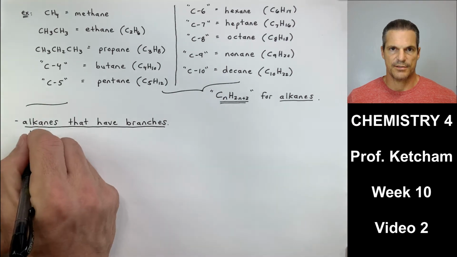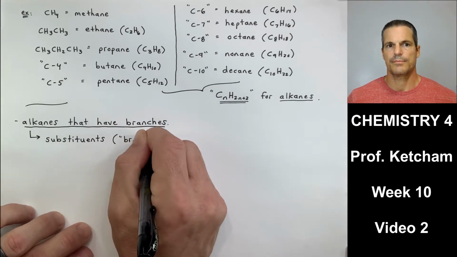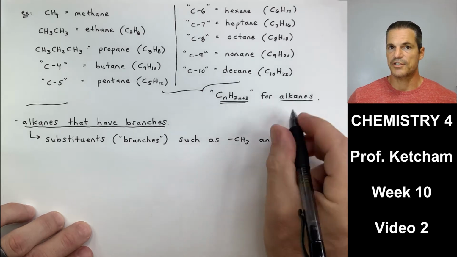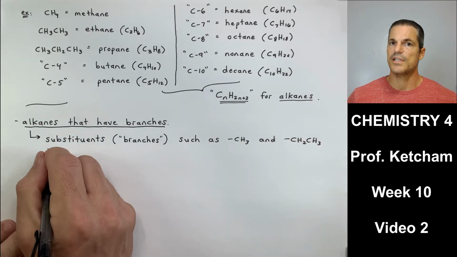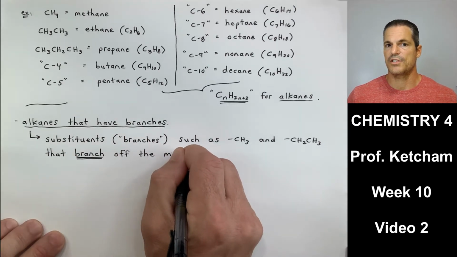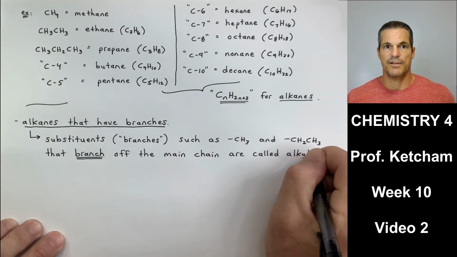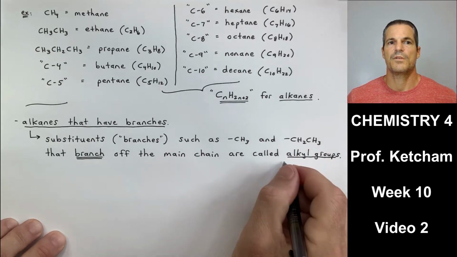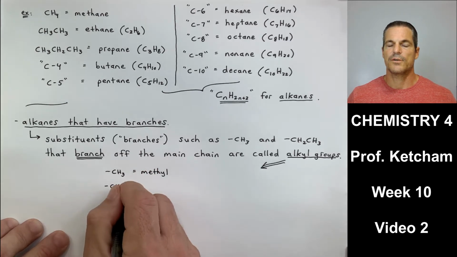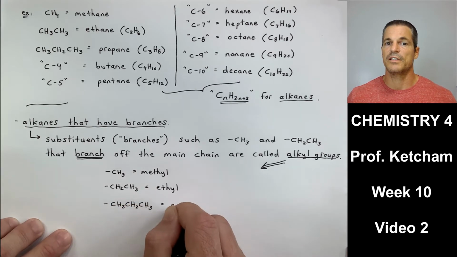Now those were straight chain alkanes. Alkanes that have branches, all right? Well, substituents or branches, substituents is just another word for branches. Branches such as a CH3 group or a CH2CH3 group that branch off of the main chain or the parent chain, these two have special names, and they're very similar to the parent compounds you see above me. So they're not freestanding alkanes, they're branches. So they're called alkyl groups. So a CH3 branch is called methyl group. A CH2CH3 branch is called an ethyl group.